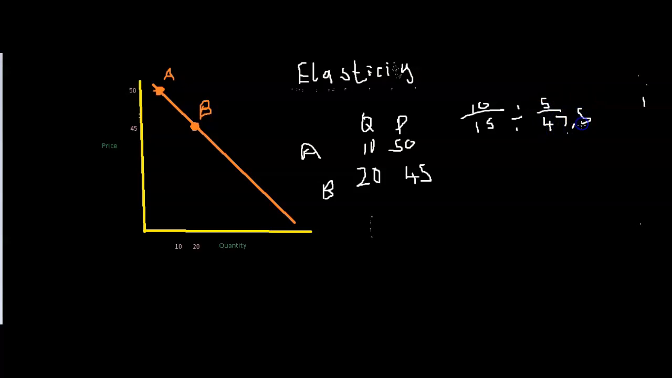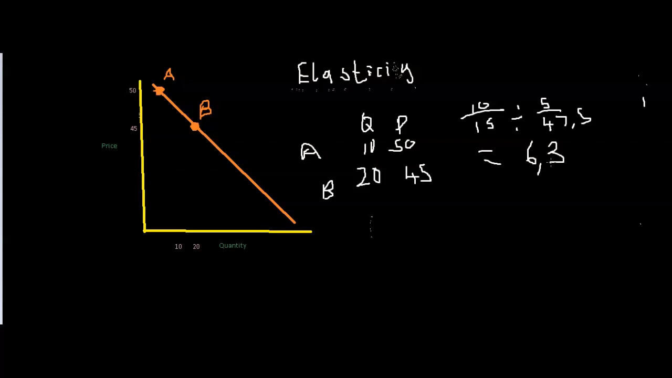Now just put this in a calculator and get your answer. So you go in your calculator and put it exactly the same. 10 divided by 15 and divided by 5 over 47.5. That gives me 6.3. So 6.3. So that is my answer. So when I changed basically from A to B, my elasticity is 6.3.